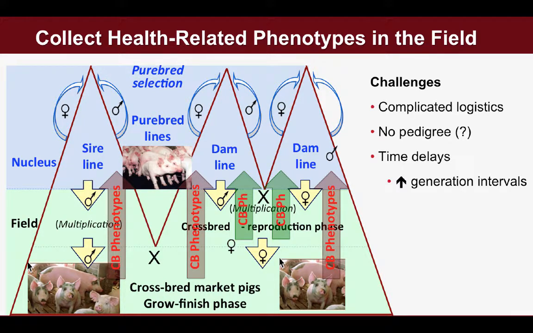In addition, there will be a time delay in getting information on relatives from the field, especially if you wait for phenotypes on progeny. This would increase generation intervals and then reduce response per year. Nevertheless, this is an approach that has been implemented in a number of breeding programs in pigs, allowing selection more directly for performance in the field rather than performance in a high health environment.